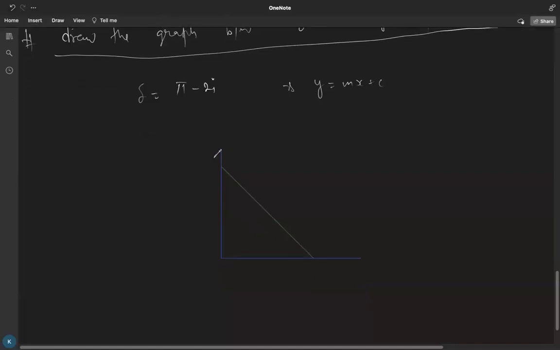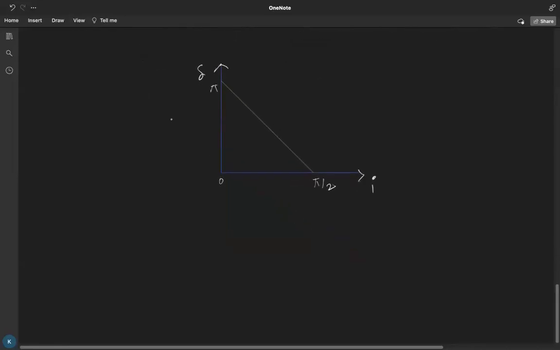Okay, so this is our angle of deviation, this is our angle of incidence, and this is pi. Obviously when the angle of incidence is 0, the deviation value is pi, and when the angle of incidence is pi by 2, its value is 0. Right. So via this relation we concluded the graph between delta and the angle of incidence.